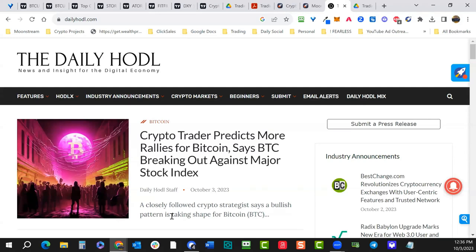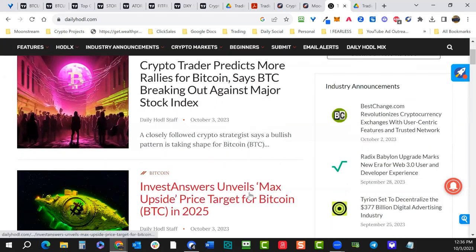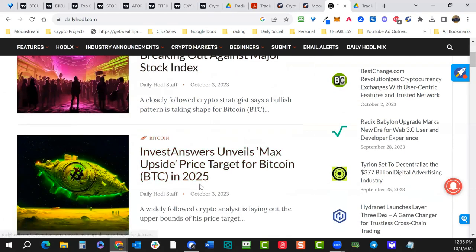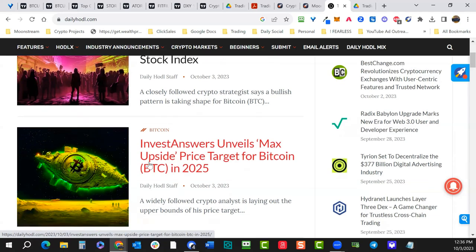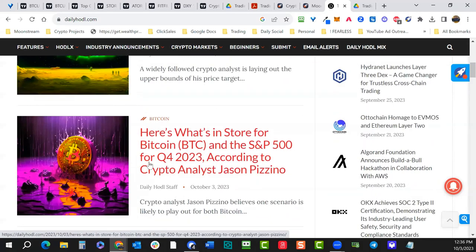Daily HODL: crypto trader predicts more rallies for Bitcoin, says BTC is breaking out against a major stock index. That's kind of an awkward sentence, but at any rate, he's saying there's a bullish pattern for Bitcoin. I already talked about that. Invest Answers: max upside target for Bitcoin in 2025, I think it's just over 200,000 potentially. We can look at some of my targets based on the Fibonaccis, which are pretty clear and have been pretty accurate on longer term timeframes.